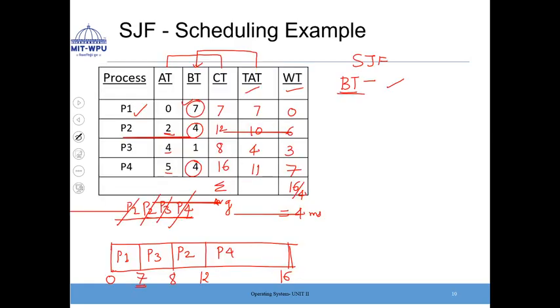I hope this is clear to you. Similarly, we will also calculate average turnaround time.